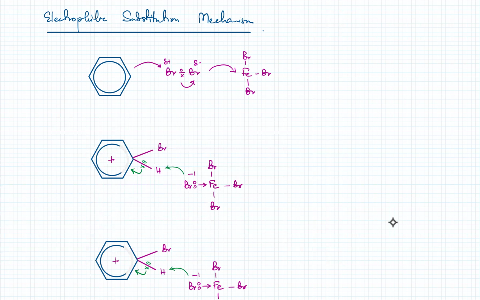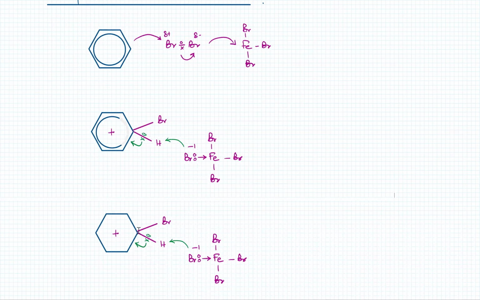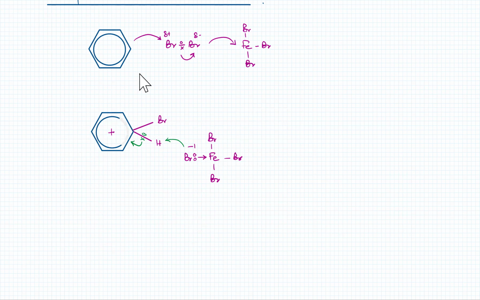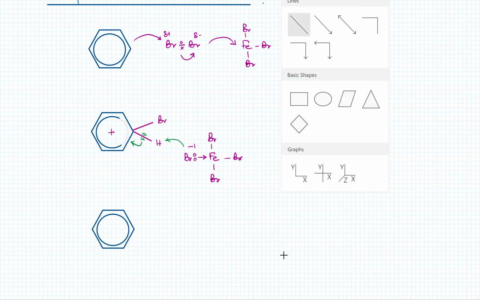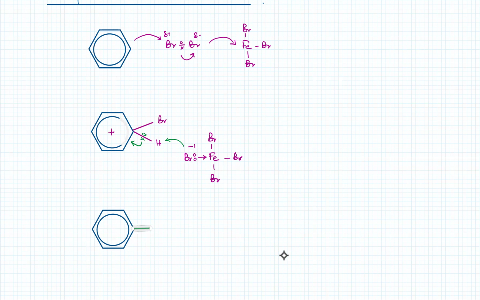So the products now are, so what are the products? The positive charge is gone. Okay, let me just redraw everything. So the final product is, you've got Br now attached. HBr is formed, and we've got FeBr3 back again.